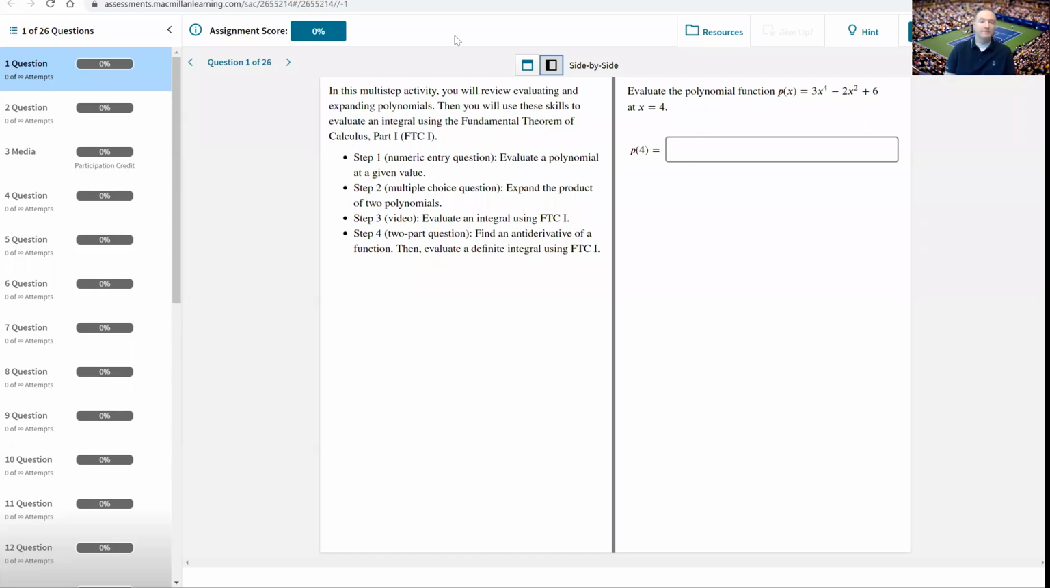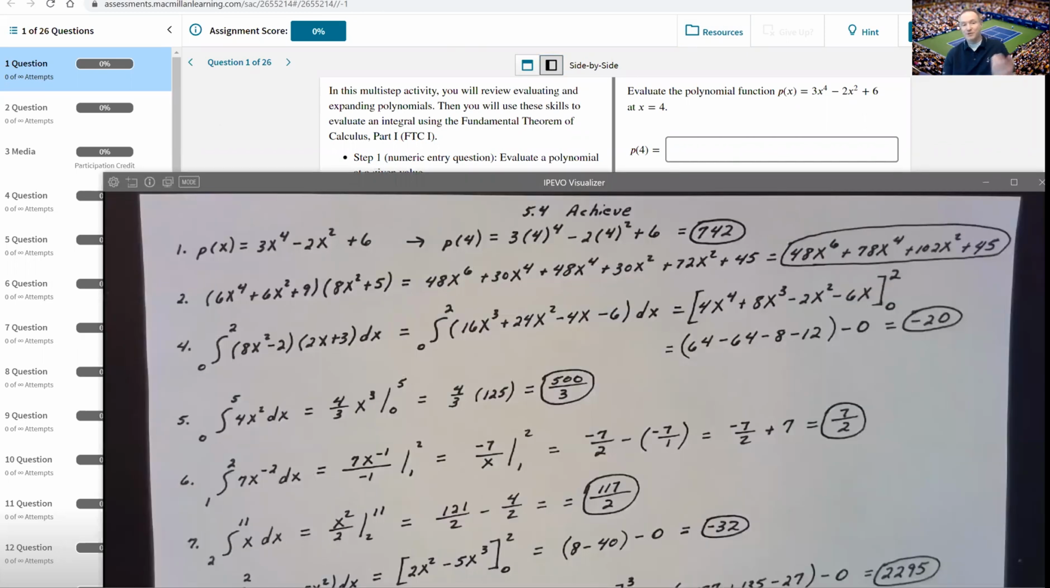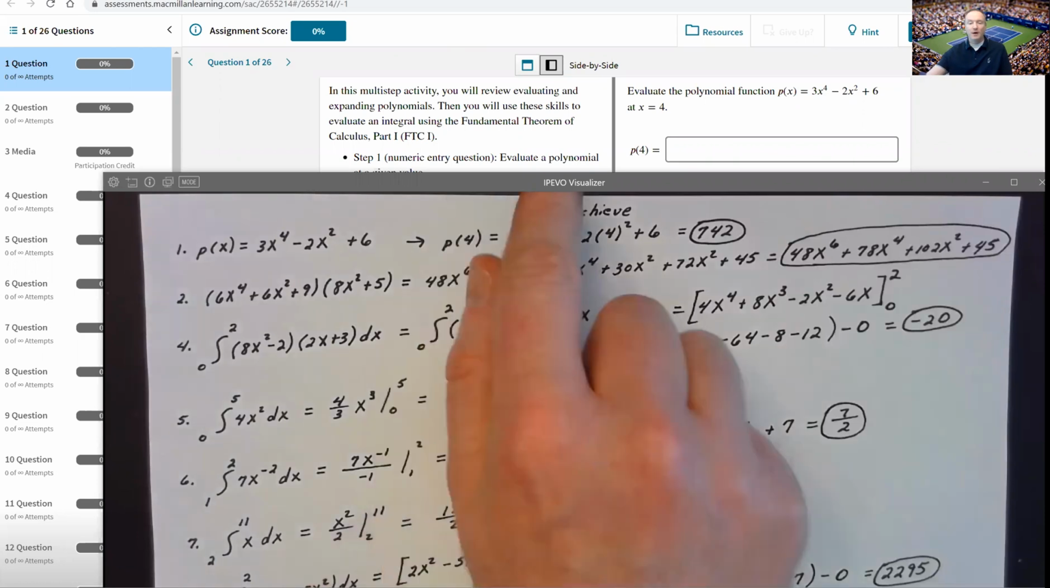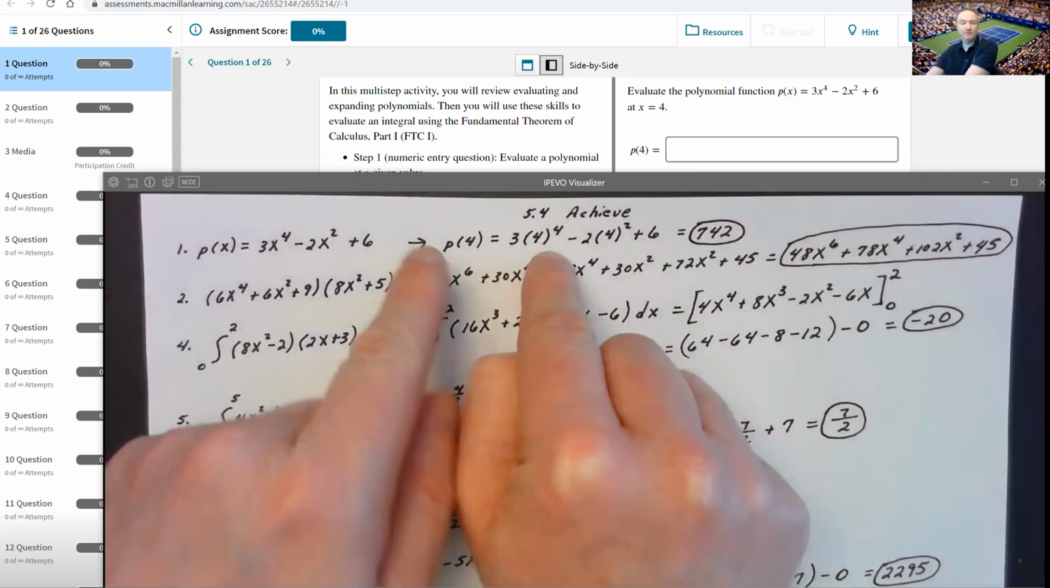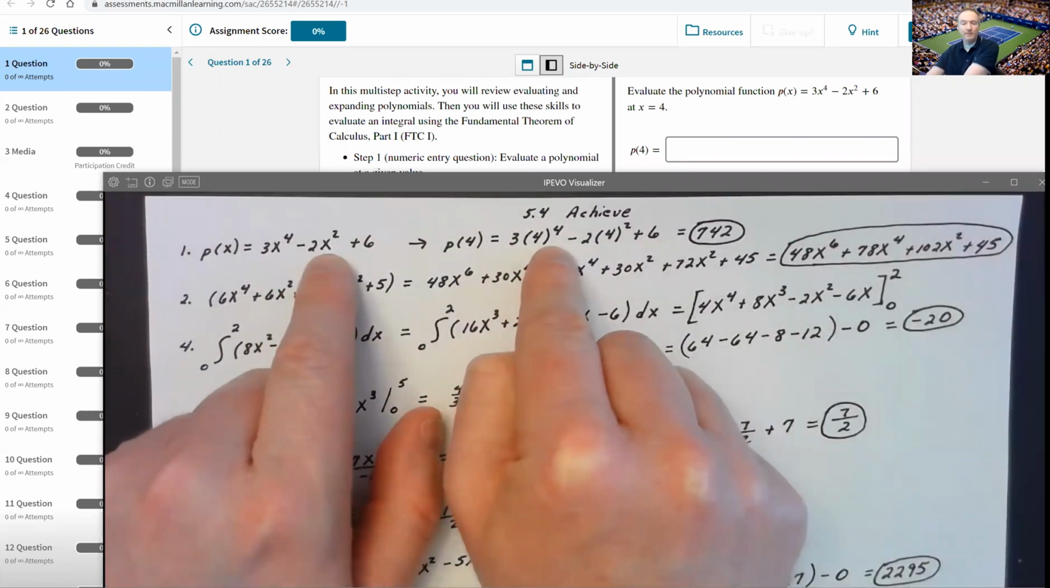Let's look at the 5.4 homework assignment. For this section, the first problem is very simple, and I'm not quite sure why they put this one in there, but it's just asking us to evaluate a polynomial at a specific value. So p of x is equal to 3x to the fourth minus 2x squared plus 6, and we're supposed to find p of 4. So obviously, that's just going to be 3 times 4 to the fourth minus 2 times 4 squared plus 6.